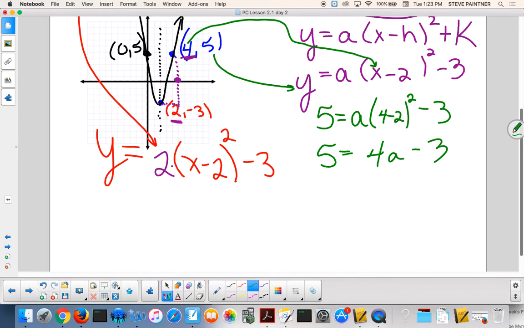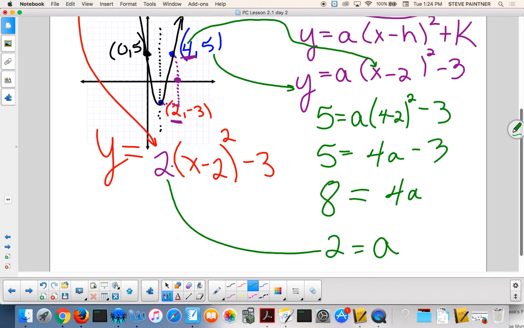Solve for a. 4a equals what? 8. Divided by 4? 2. Hey, look at that, guys. It's the same thing, isn't it? So which way do you like better? Algebraically? Why'd you like it better anyway? It's quicker. It's quicker. Okay.